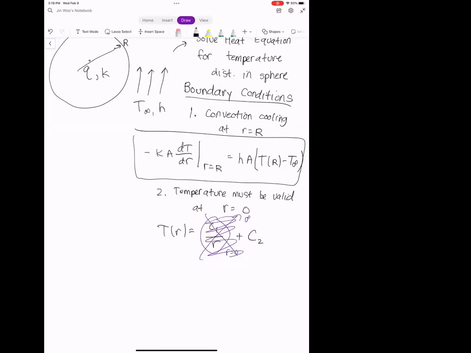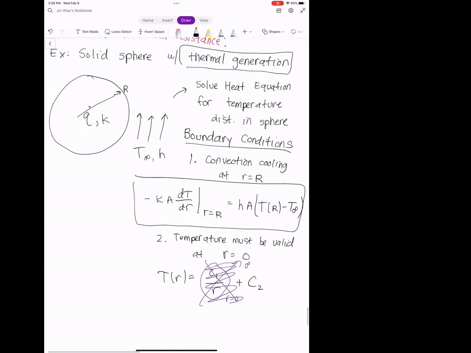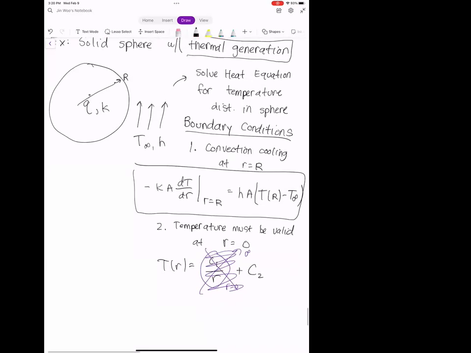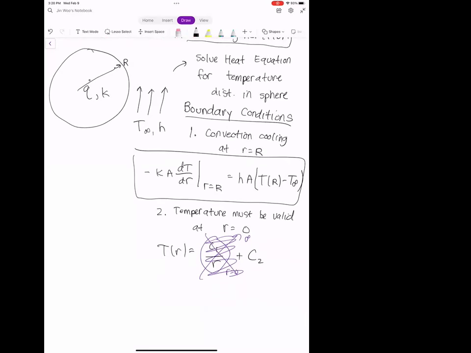All right, and so I think that's all I wanted to say on that problem. You can look through the notes, they do a pretty good job of being detailed with it, but make sure that you keep the thermal generation term in the heat equation when you're doing your integration, and make sure you get rid of this 1 over r term because it's just not going to be valid. Any questions on this before we move on to fins?